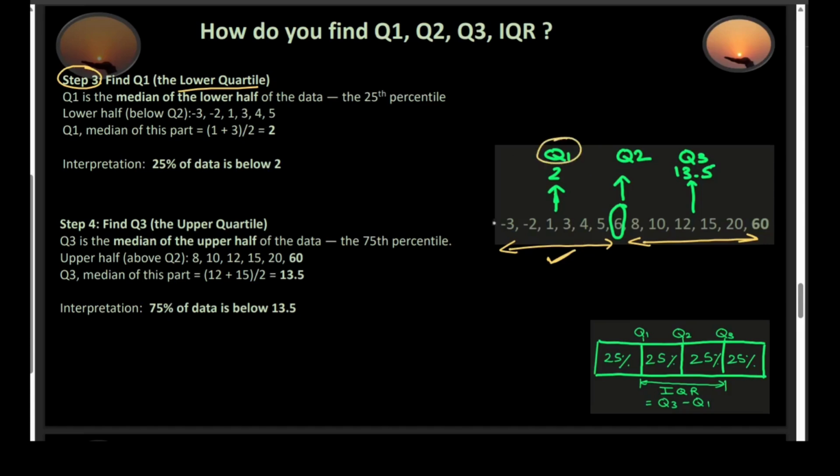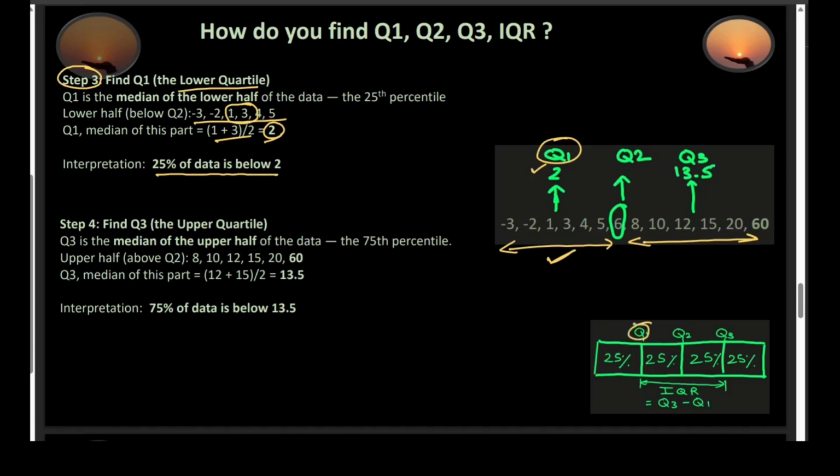So my lower half is -3, -2, 1, 3, 4, 5. Find the median of that. In this case, I have an even number of points, so you take the average of the middle two numbers. This is my middle two numbers, and I'm taking the average of these two numbers. The answer is 2. So my Q1 is 2. This is the median of the lower half. Interpretation: 25% of my data is below 2. That's what it means.